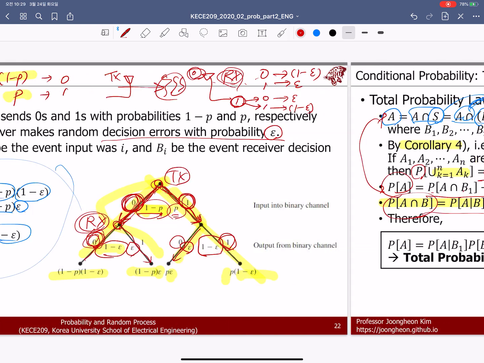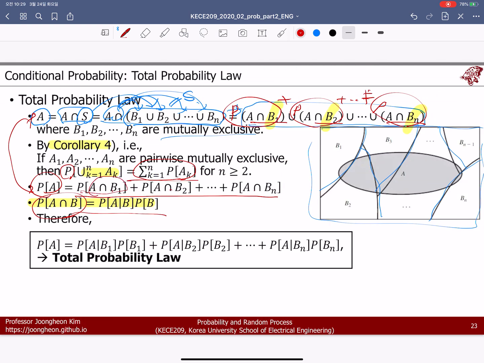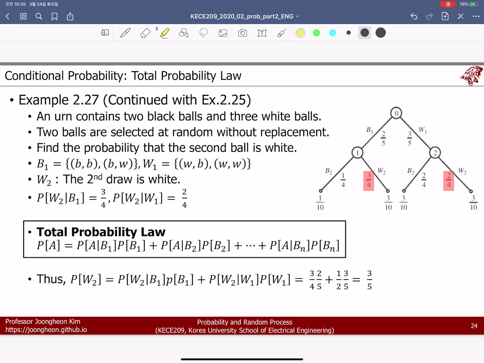So that's why every single intersection can be denoted by this one. So this becomes this, this becomes this, this becomes this, okay? And this is called total probability law, okay? So we will use this one eventually, okay?